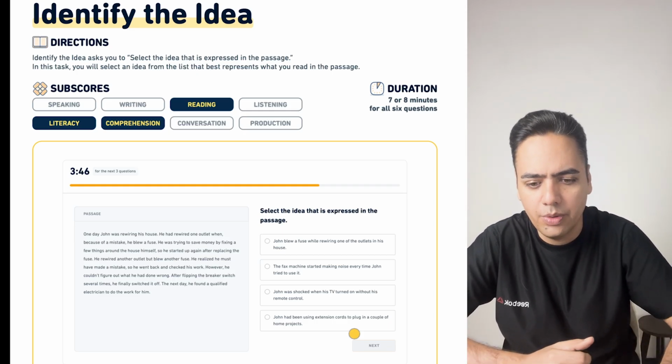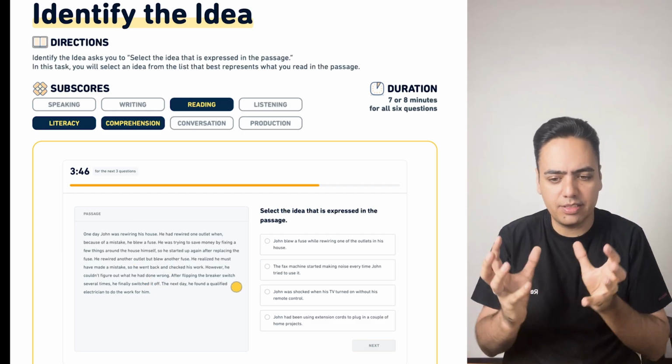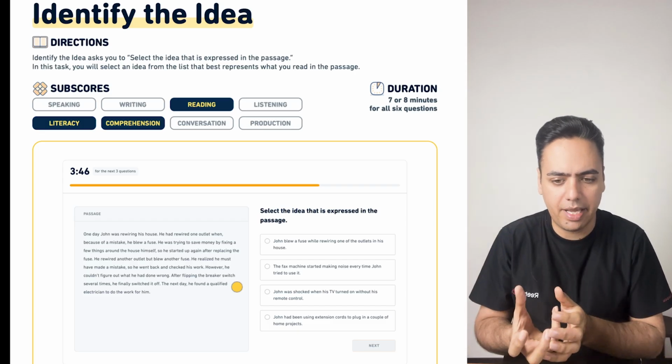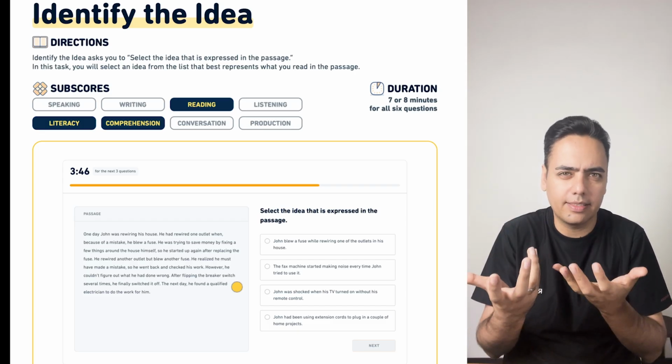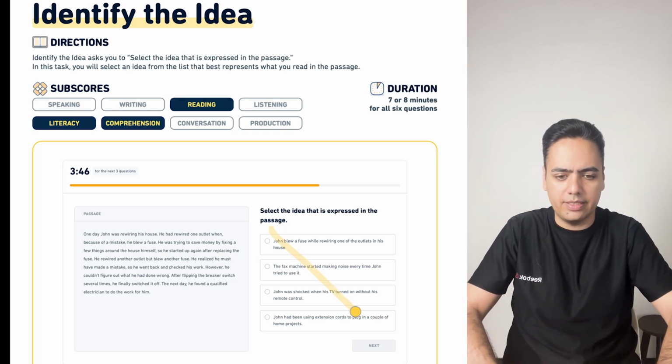So you need to read this passage and then find the best idea. Something that's the gist of that paragraph, that represents that paragraph the best. Summarize it, in other words, the best. This is how I recommend that you do it. Do not look at these, okay? Do not look at this.